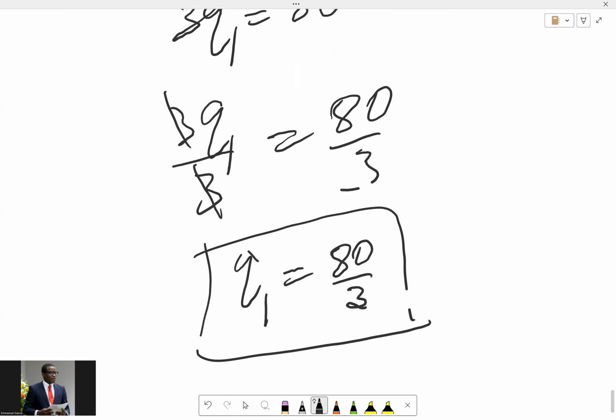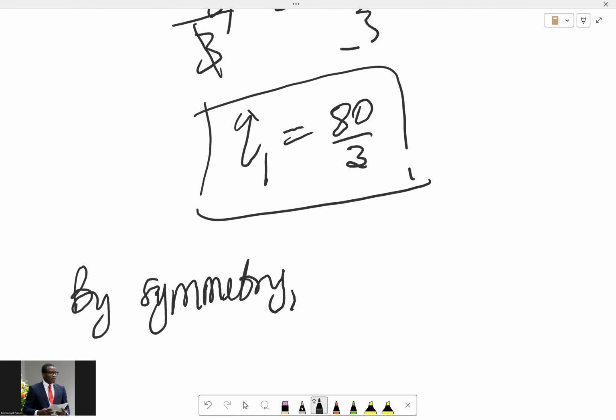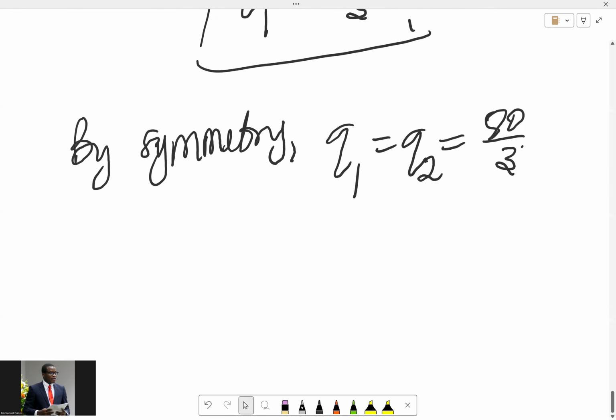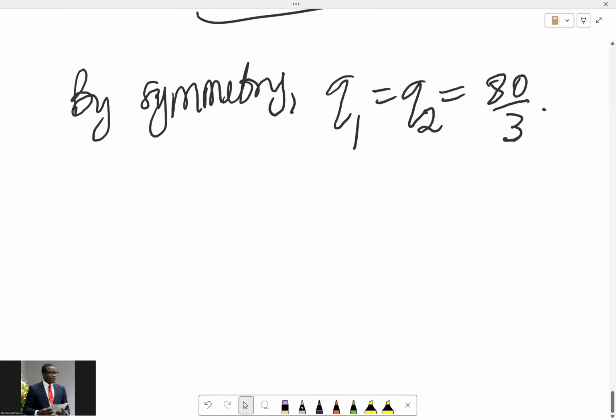Automatically, by symmetry, it is expected that q1 should be equal to q2. So if you do the same for q2, you get the same result. So q1 equals q2 equals 80 over 3. So each firm should produce 80 over 3 products. That's roughly 26.67, roughly 27 products. Each firm should produce about 27 products.